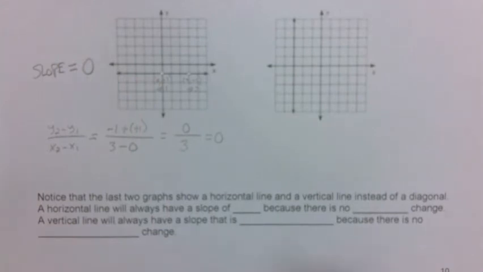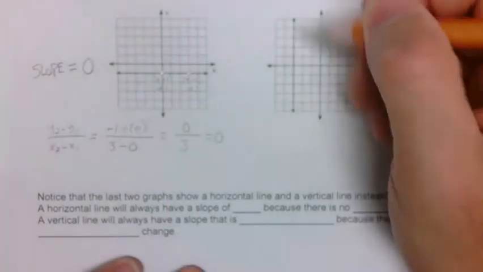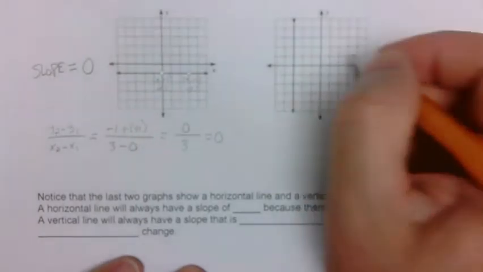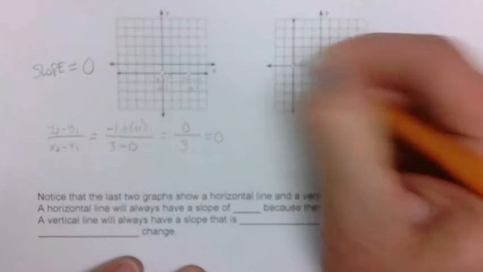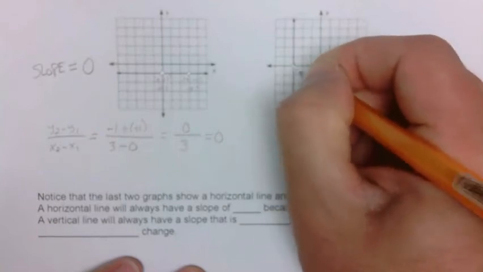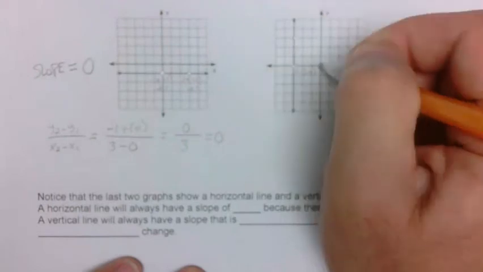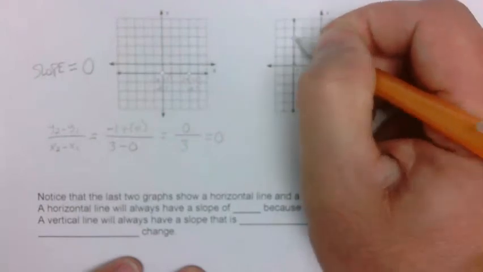All right. What about with this next line right here? Notice this is a vertical line. Again, let's just find any 2 points that it goes through, like this point right here, that's at (negative 3, 0). And let's pick that point right there. That seems like a good one. That's (negative 3, positive 3).